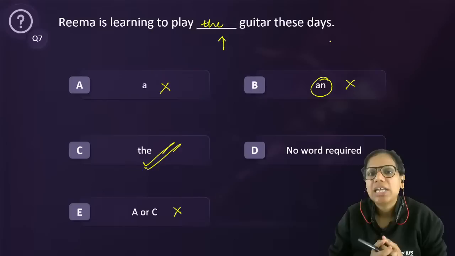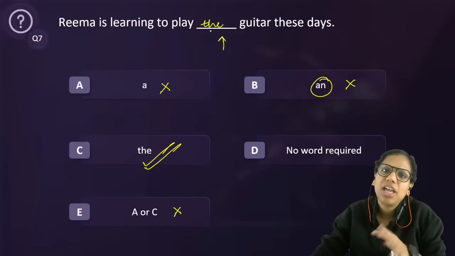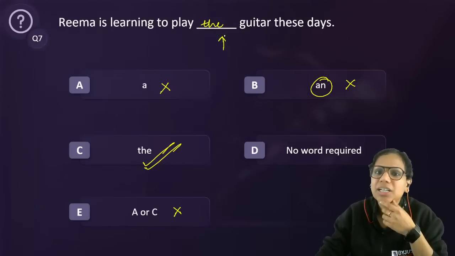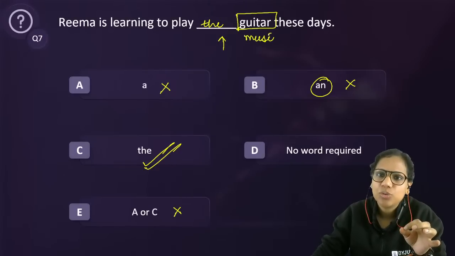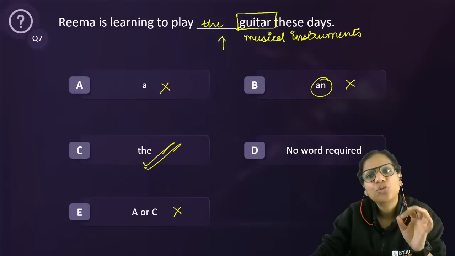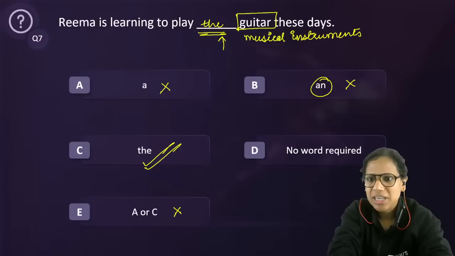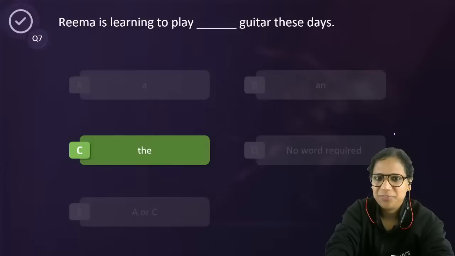Why this confusion arises is because in our usual conversations, we generally skip any article here. We simply say, oh, he's learning to play guitar. But that's not correct. Whenever you talk about musical instruments, now you can note down this rule. Before the names of musical instruments, you have to put the article the. Okay. Does it make sense? Before the names of musical instruments, we have to put the article the. So that's why the answer is C.